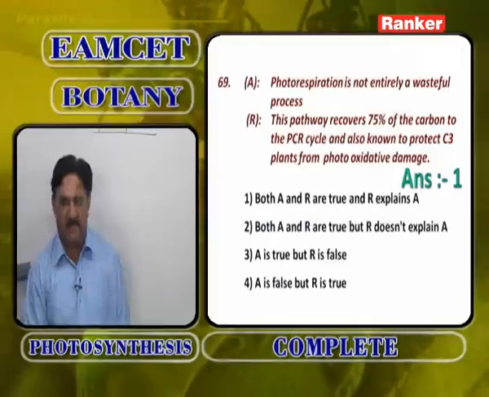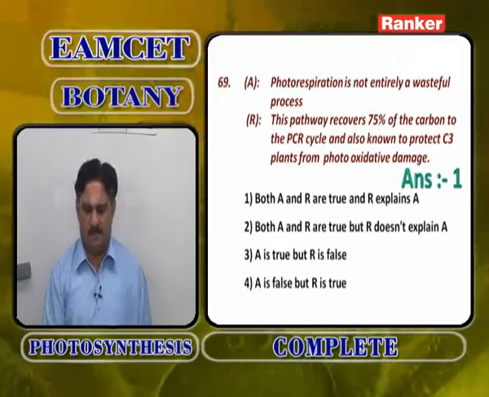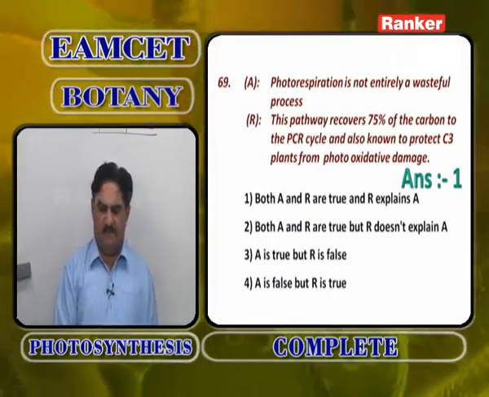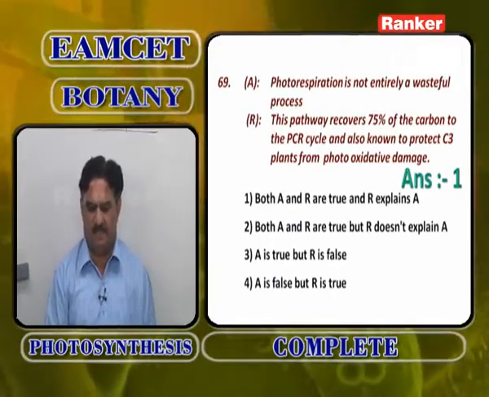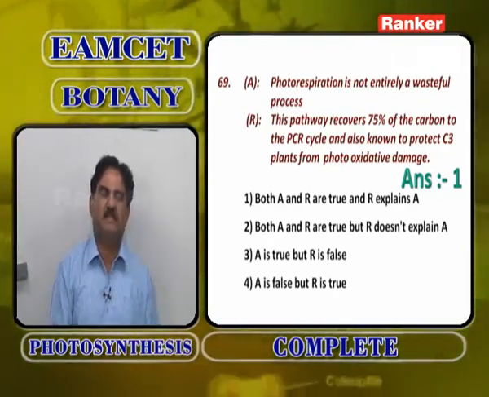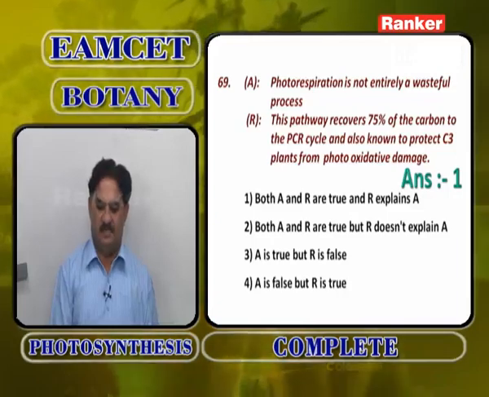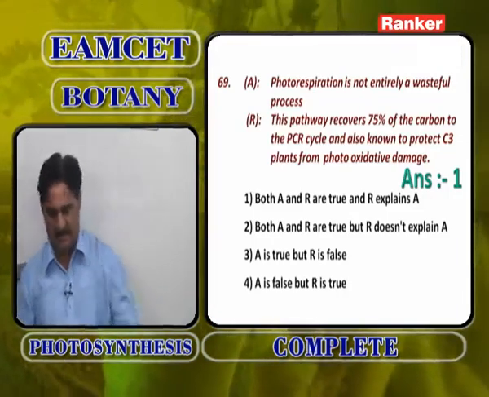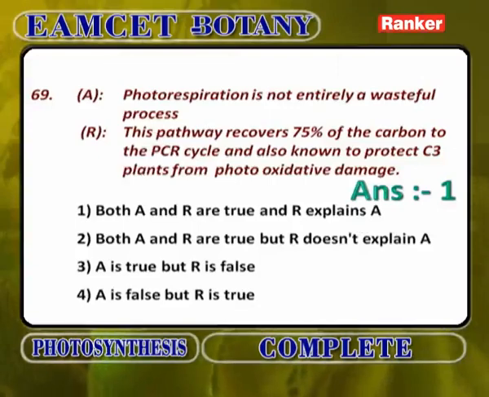Photorespiration is not entirely a wasteful process is true. This pathway recovers 75% of the carbon to the PCR cycle and also known to protect C3 plants from the dangerous effect of photooxidative damage. So A and R are correct. R is the correct explanation of A.